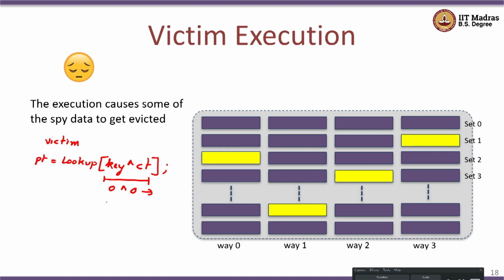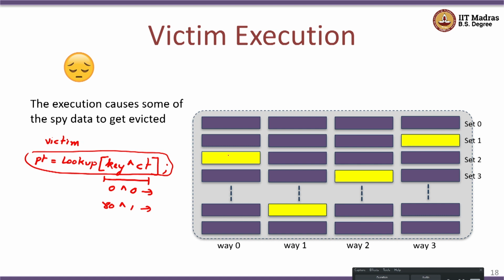On the other hand, if we have a value, let us say key is 80 and ciphertext is 1, this would essentially lead to an index in the lookup which would cause a different cache set to be accessed. In other words, execution of this particular statement, where a specific byte within the lookup array is accessed, would indirectly affect the cache state. Depending on what index is accessed, a specific cache set gets accessed.